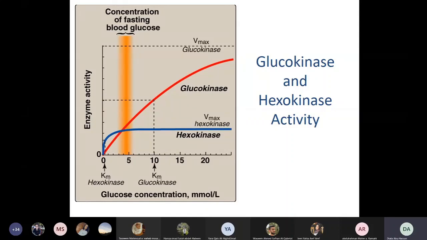Okay, so they differ from each other. Right after the meal, the level won't be like this, it will be higher, and therefore there would be activation of the glucokinase. If there was no meal, meaning fasting blood sugar at least 2 hours after a meal, then as you can see, hexokinase is reaching the maximal velocity and is active, and there is some activity from glucokinase, but it's much lower than that for hexokinase.